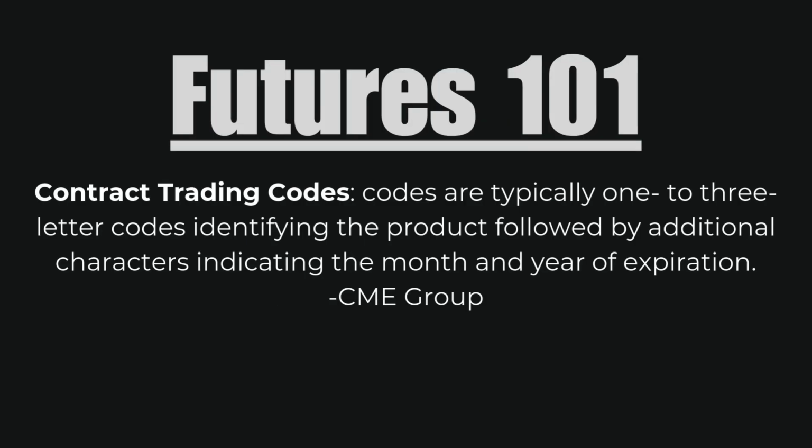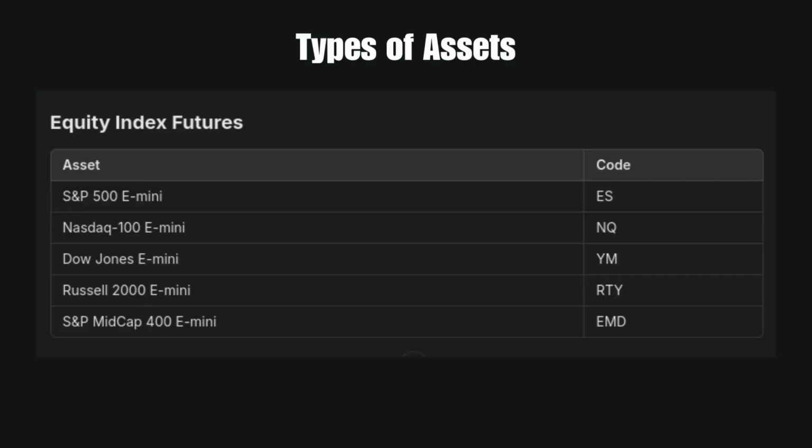Contract trading codes are typically 1 to 3 letter codes identifying the product, followed by additional characters indicating the month and year of expiration. For example, S&P 500 E-mini. The code for that is ES. NASDAQ 100 E-mini. The code for that is NQ. Dow Jones E-mini. The code for that is YM. I think you get the point.